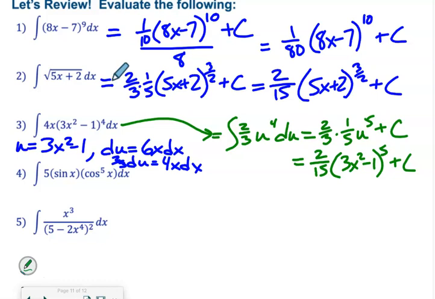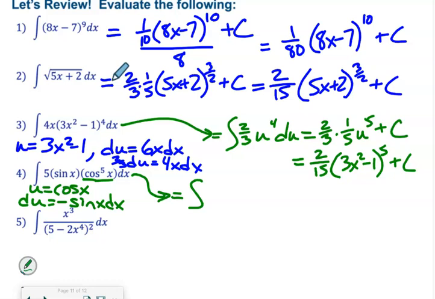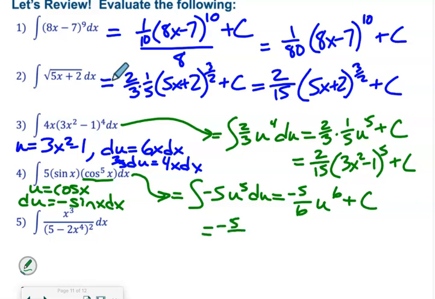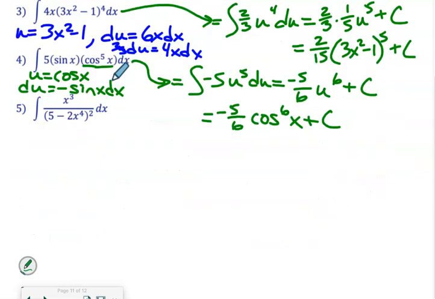You have to choose cosine because it's raised to the 5th power. So your u is cosine. Your du is negative sine. So this guy equals the integral of -5 u to the 5th du, which is -5/6 u to the 6th plus c. So your answer would be -5/6 cosine to the 6x plus c. Last one.